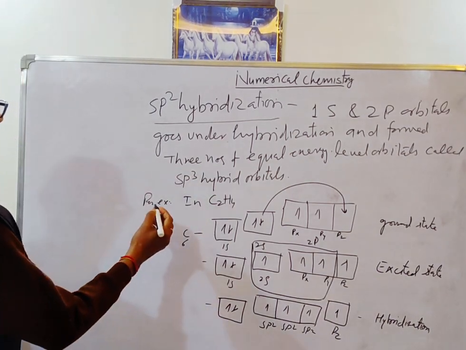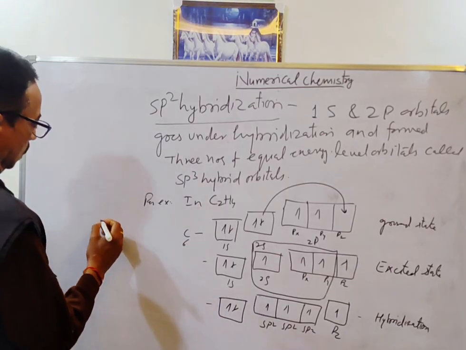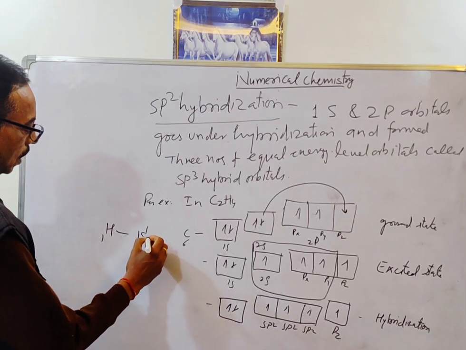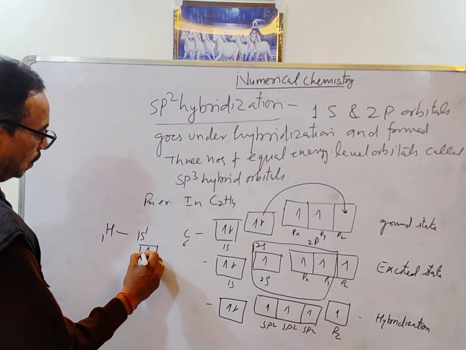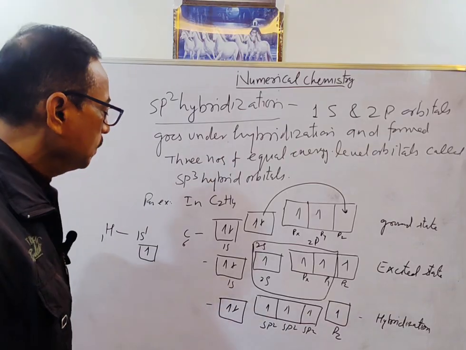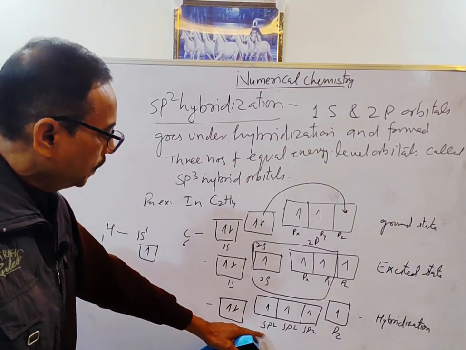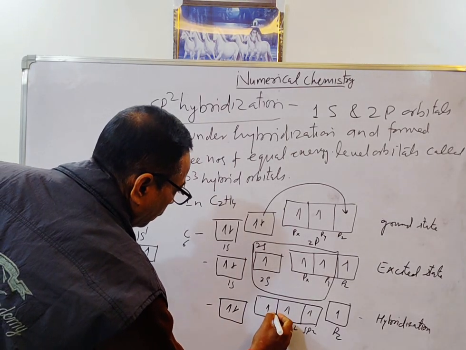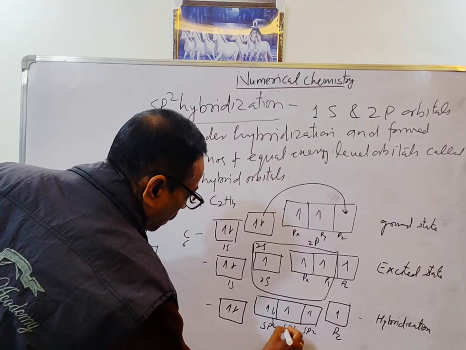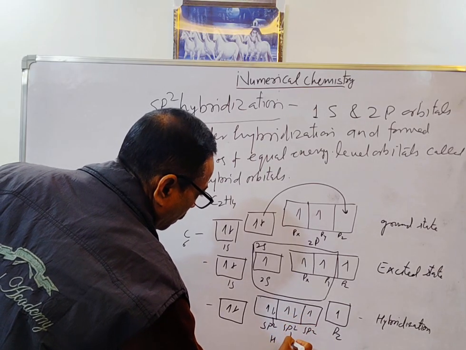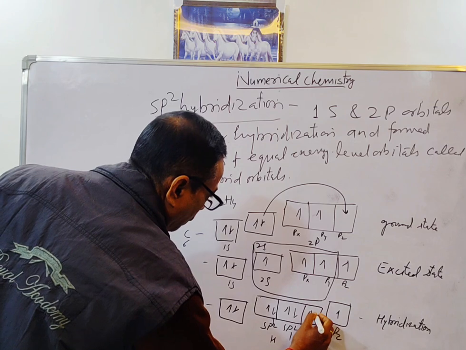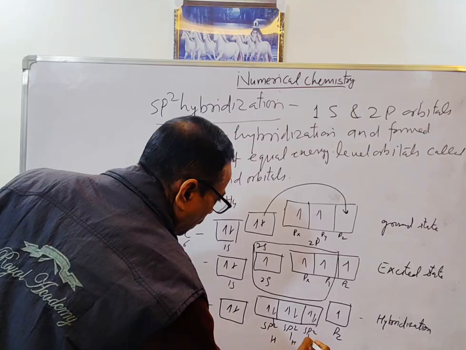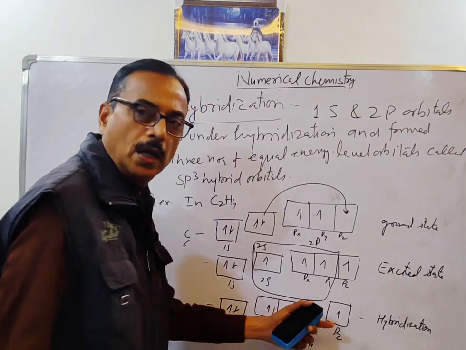Now in C2H4, hydrogen has 1s1, a single electron. This will make a bond with sp2. This is hydrogen, and this forms a bond with carbon or any other atom. Then this type of bond is formed.